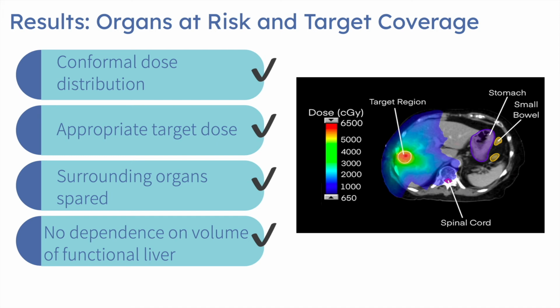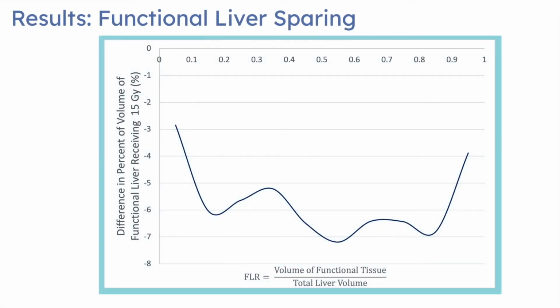basic treatment standards. For evaluating the ability to spare the functional liver region, the dose to the functional liver region was compared for each functional plan and a conventional plan to see if there was a sufficient difference in the ability to spare the functional region.